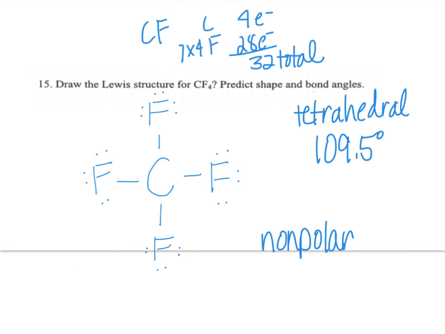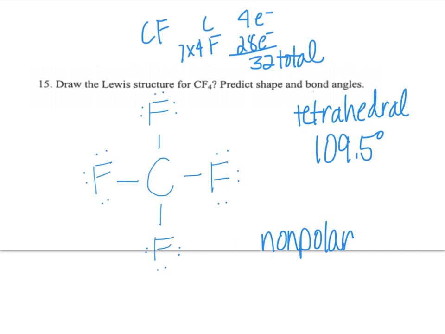All right, so this is what the structure for CF4 should look like. You should have 4 bonds on carbon. Remember, carbon always gets 4 bonds and it never has lone pairs. So we attach our 4 fluorines to our carbon. We give fluorine its 8 because it's going to have an octet.